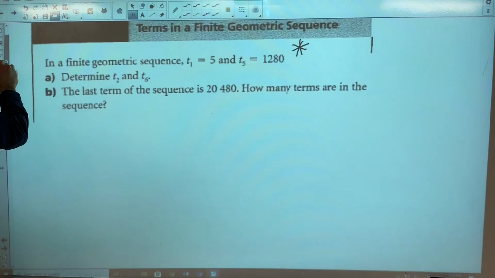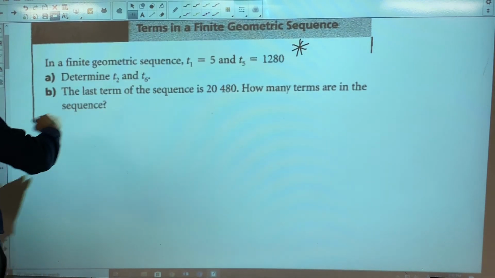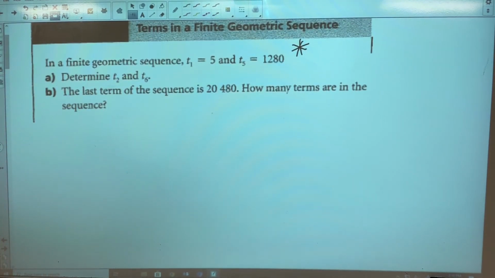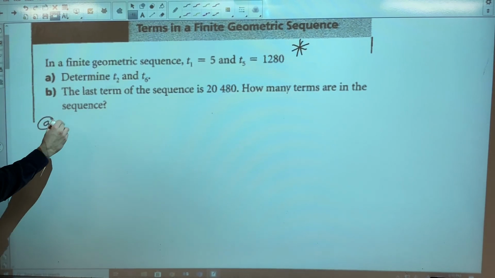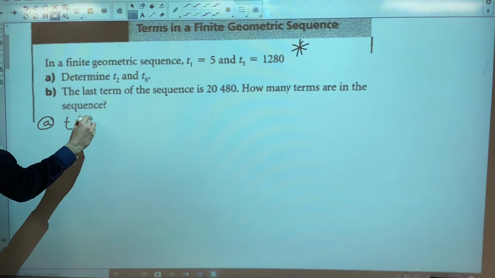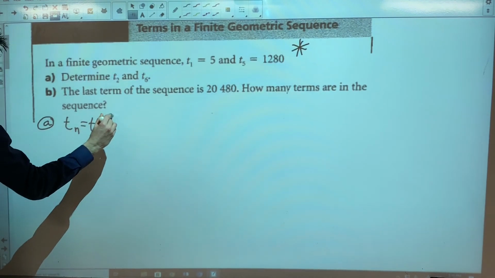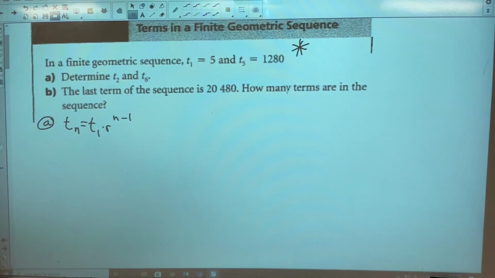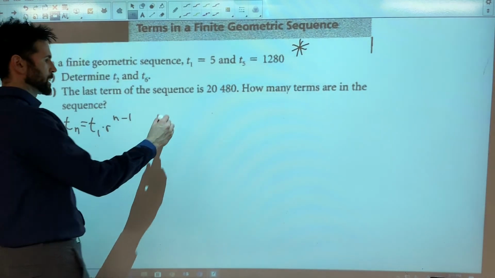So I would draw a picture. Are we able to easily find the common ratio if we know term 1 and term 5? What do you guys think? Not really. So we have two options. We could draw a picture, or we could use the formula. If we use the formula, we might have to do some guess and check, and I don't know how we feel about that.